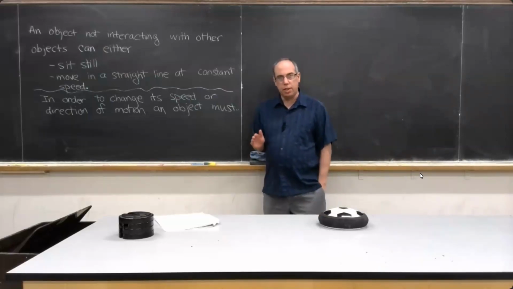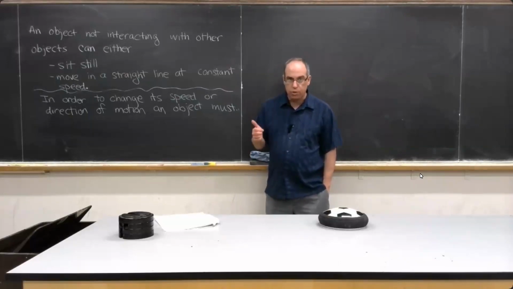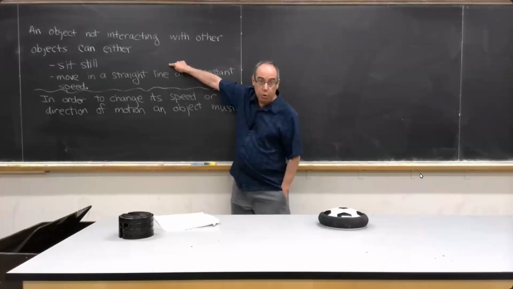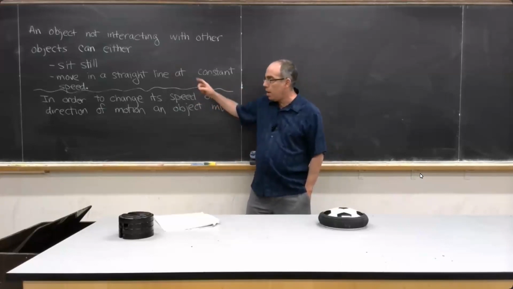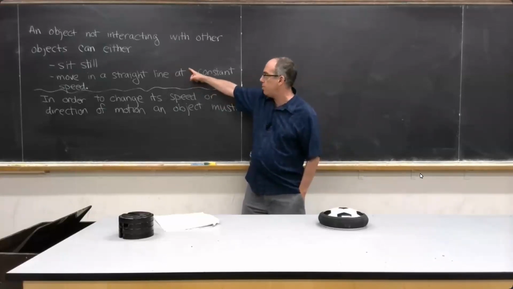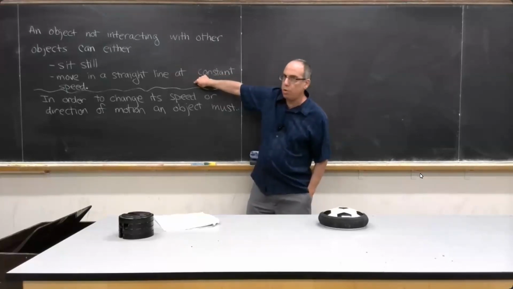In our previous video, we saw that an object which is not interacting with other objects can do one of two things. It can either sit still, that is, not move at all, or it can move in a straight line at constant speed. Now, if an object is doing one of these two things, is it getting faster or slower? Right? An object sitting still is not getting faster or slower. An object moving in a straight line at constant speed is not getting slower.